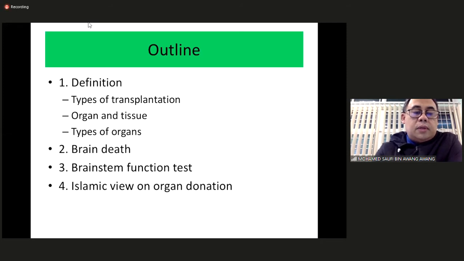i.e. the brainstem function, and of course a few of the Islamic views regarding organ donation, because when we talk about organ donation, it is still not very popular among the Muslims as compared to the non-Muslim population. Okay.